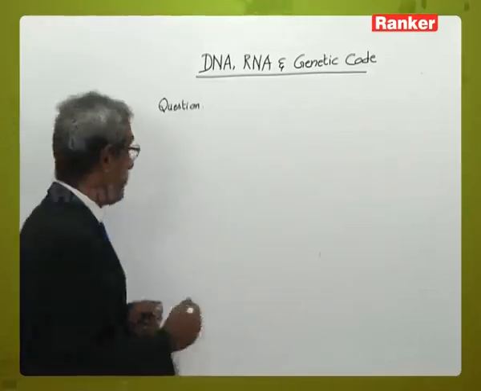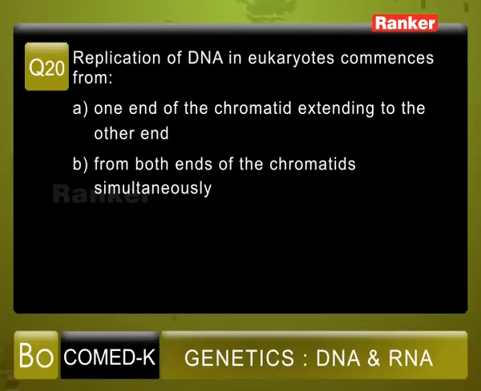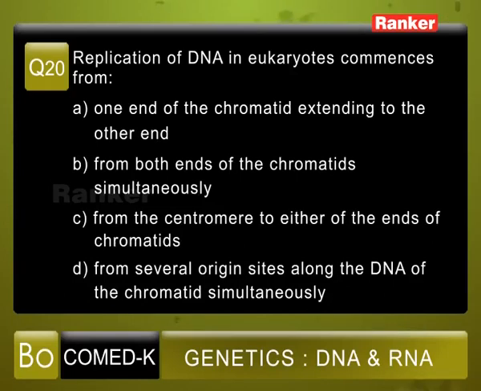Next, we go to question number 20. Replication of DNA in eukaryotes. In the case of eukaryotes, how is the DNA replication? It commences from: choice A, from one end of the chromatid extending to the other; B, from both ends of the chromatid simultaneously; C, from the centromere to either end of the chromatids; and D, from several origin sites along the DNA of the chromatid simultaneously.